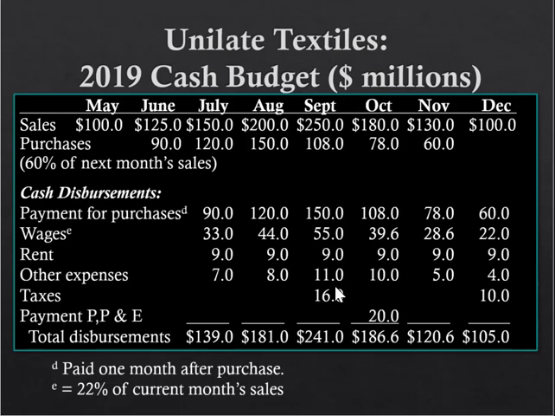You've got taxes due on a quarter. So September and December, we have taxes due. And then we've got a payment for plant and equipment, and so that's going to be for property, plant, and equipment. We have a $20 million debt payment due in October. And so we sum all of our cash disbursements up and we say, okay, total disbursements in July is $139 million, $181 million in August, $241 million in September, and so on.